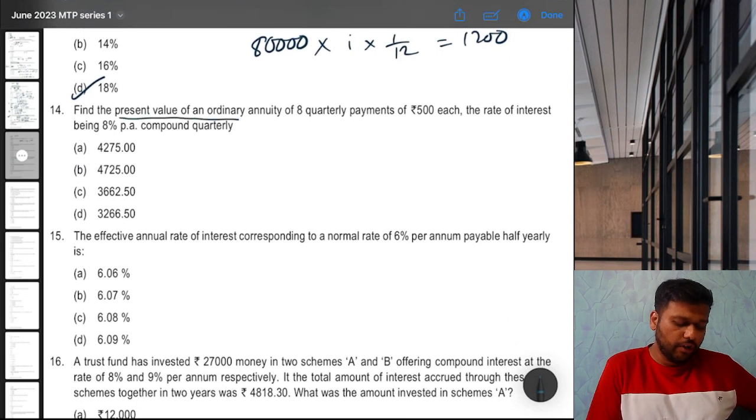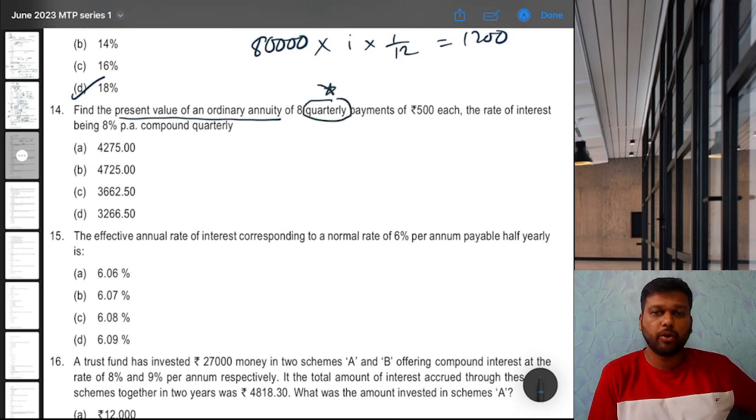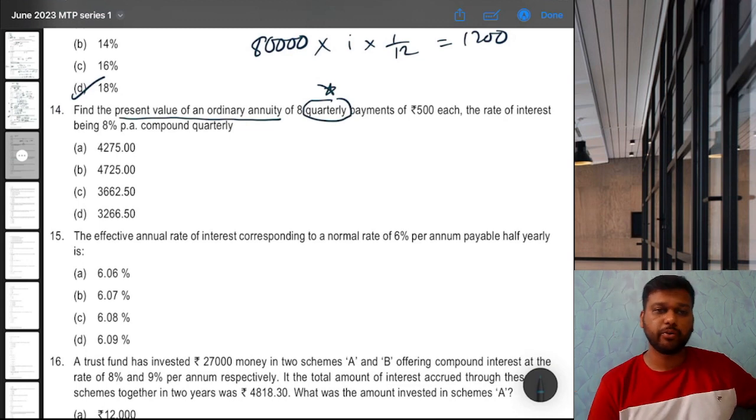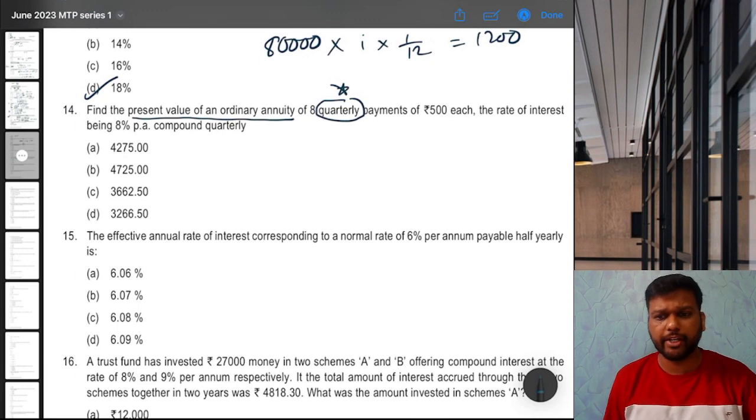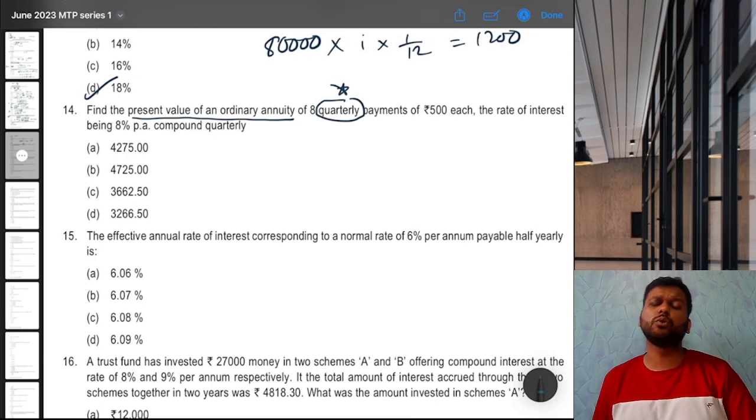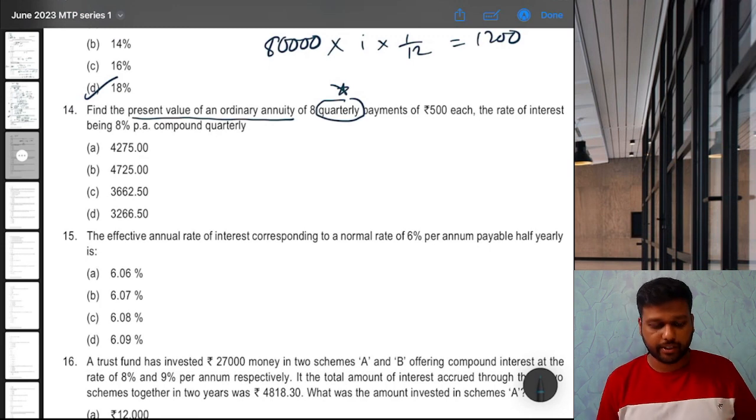Find the present value of an ordinary annuity of 8 quarterly payments, very important, of 500 each, rate of interest being 8% per annum compounded quarterly. If you are not good with annuity shortcuts, present value, future value, then I have uploaded revision videos for free. My entire regular batch is also available for free on the channel, so go through that, because understanding the shortcuts is very important, otherwise you will not be able to solve annuity questions.